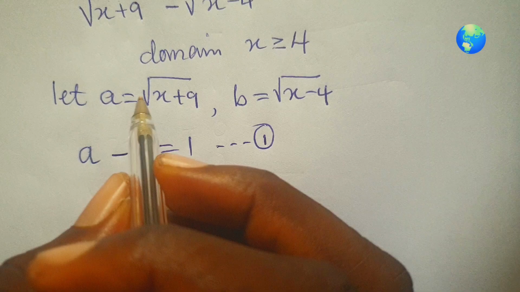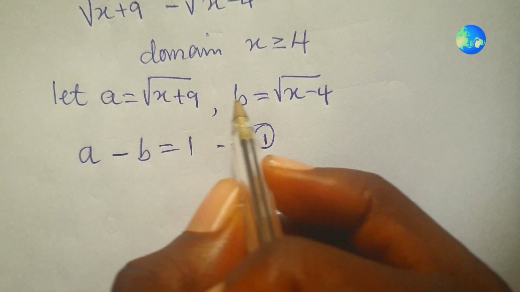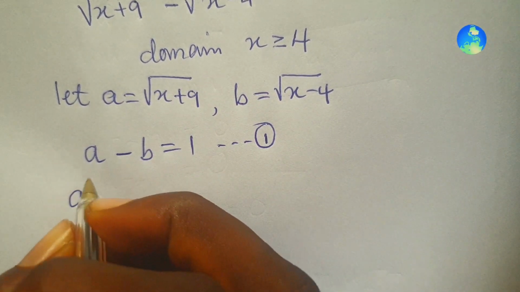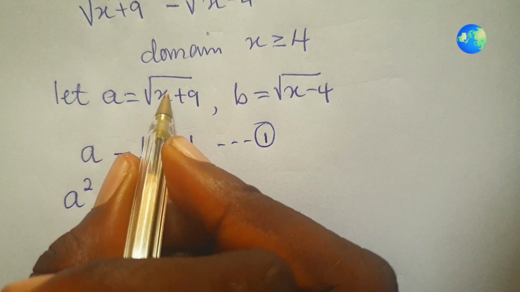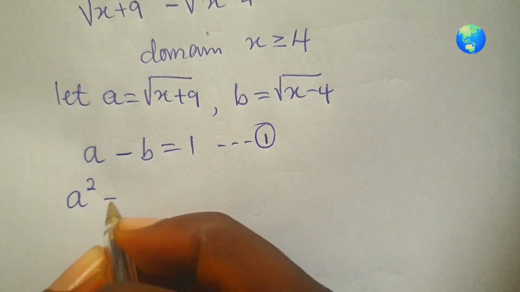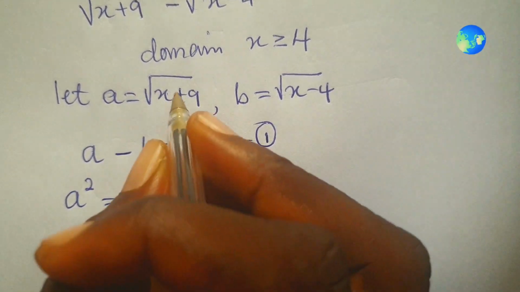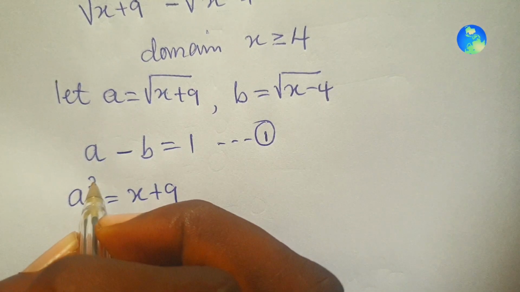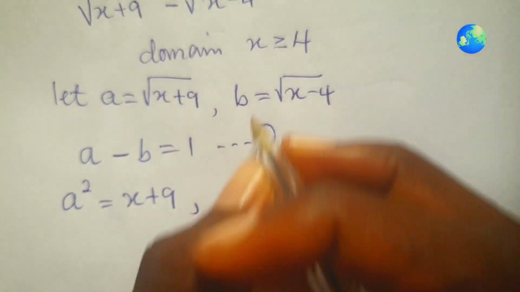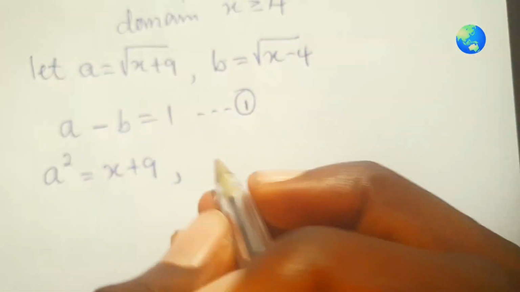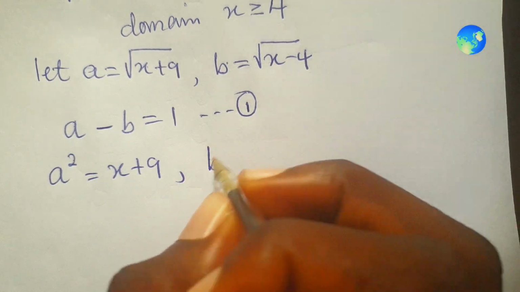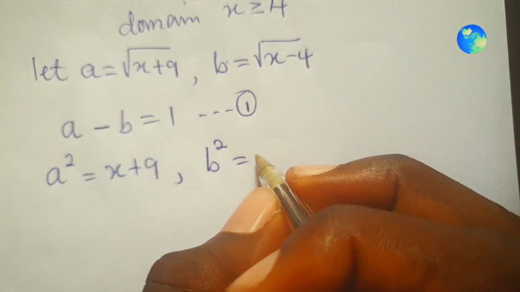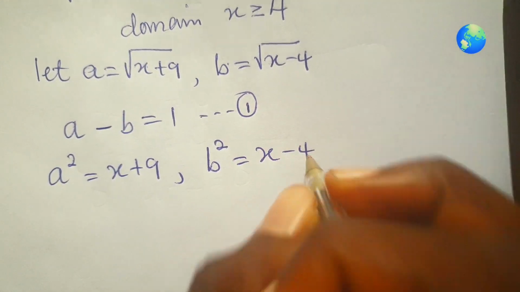Now I want to do something here. Clearly, if I square a, it means I'm squaring both sides. If I square both sides, I'm going to have x plus 9 left alone, because the square root is cancelled out by the square, right? And at the same time, for the second one, b squared is equal to x minus 4, right?